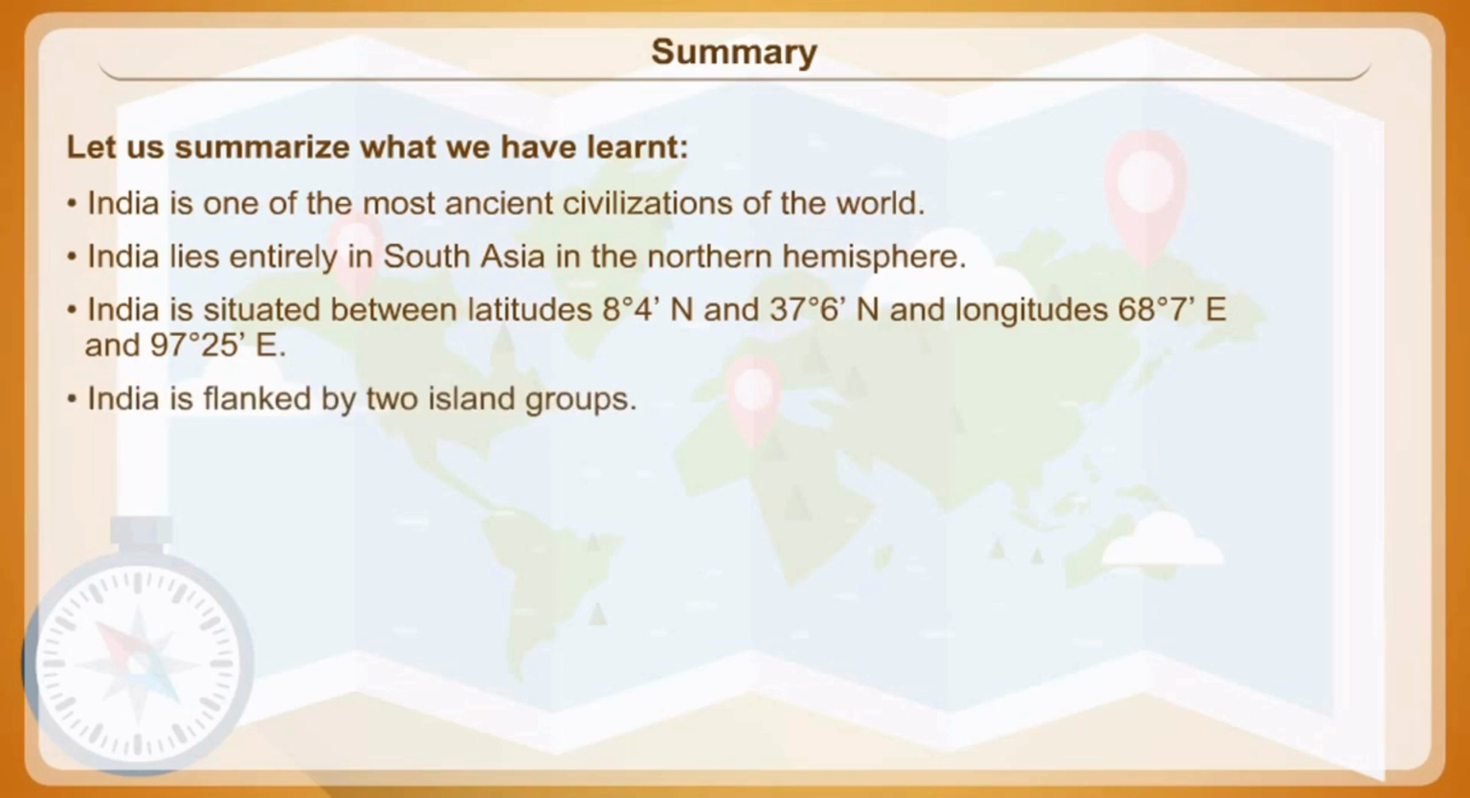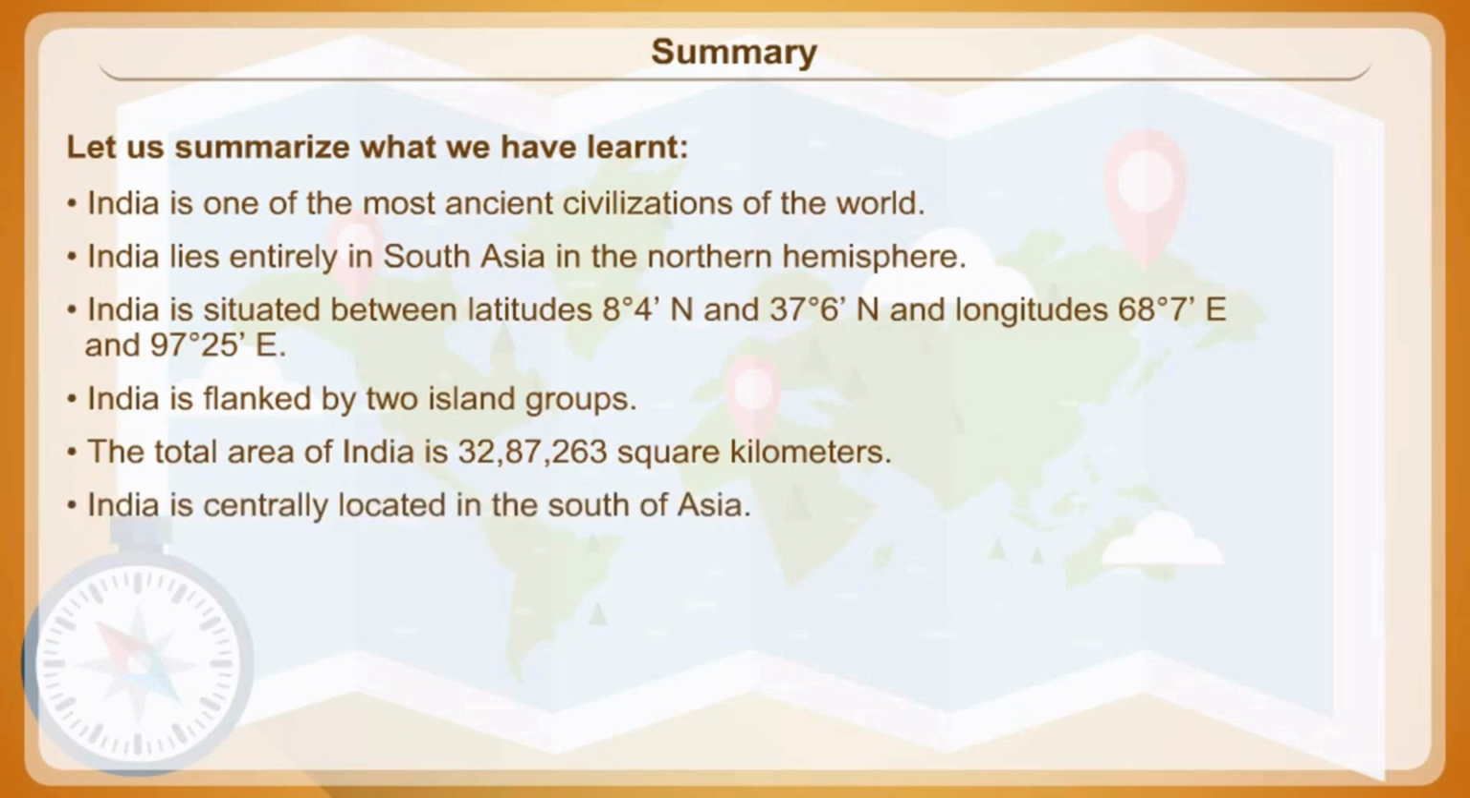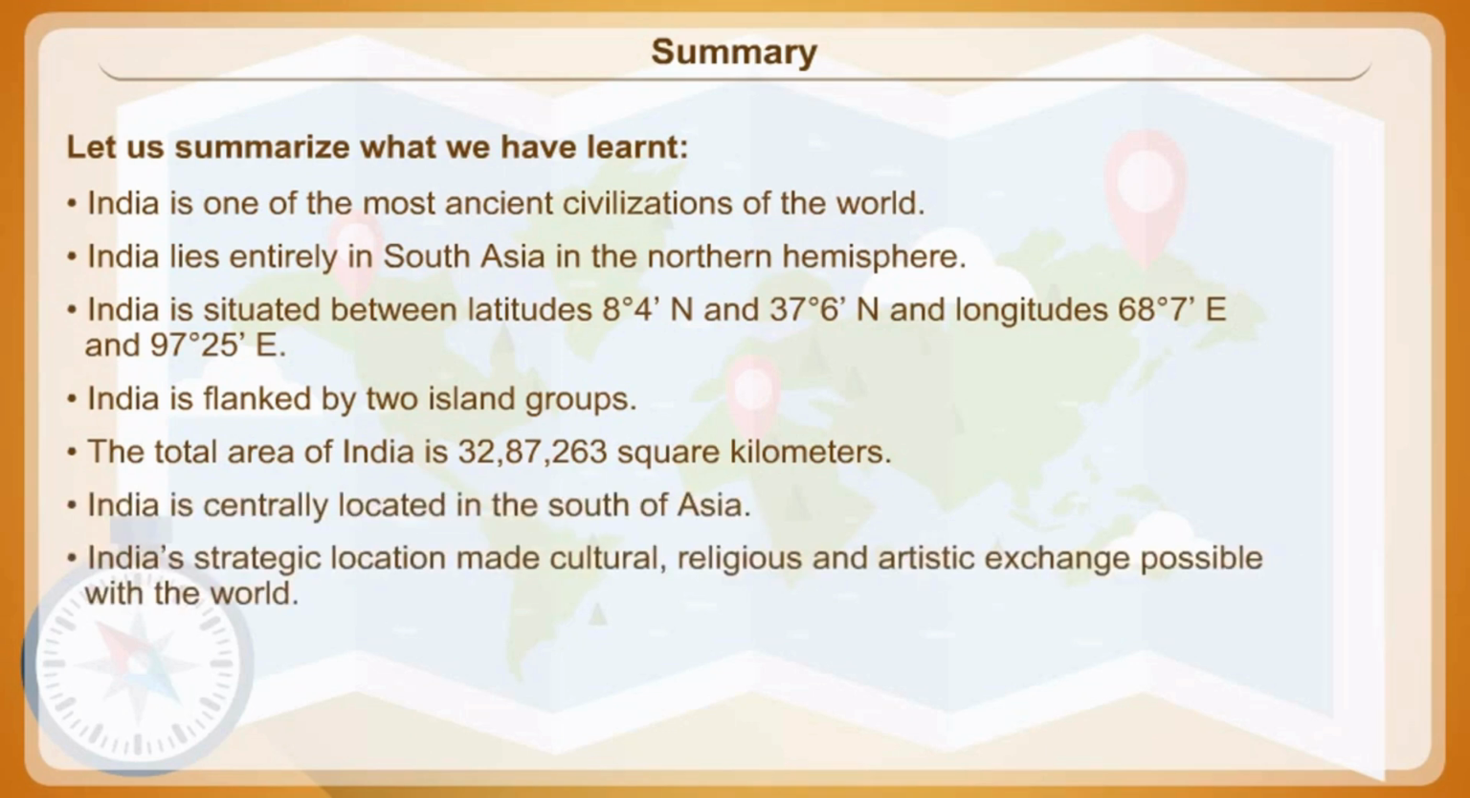India is flanked by 2 island groups. The total area of India is 32,87,263 square kilometers. India is centrally located in the south of Asia. India's strategic location made cultural, religious and artistic exchange possible with the world.